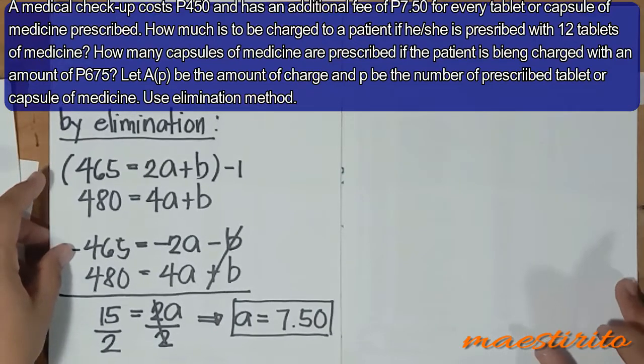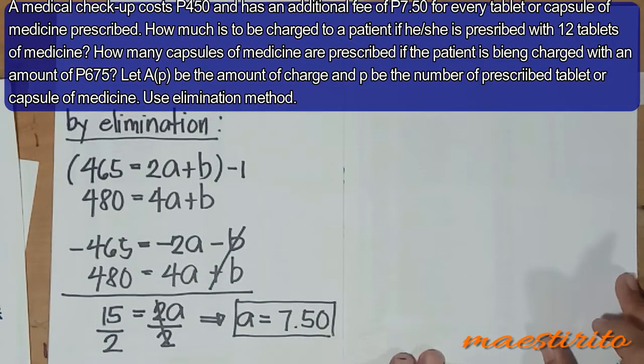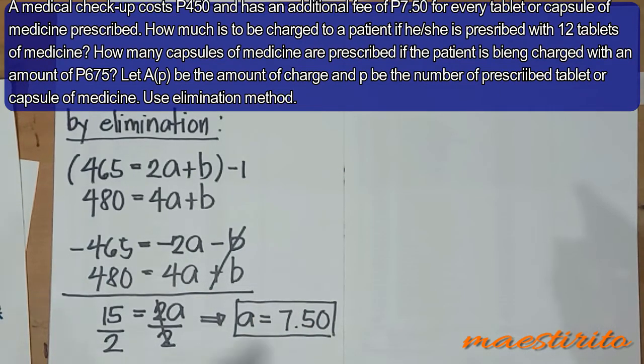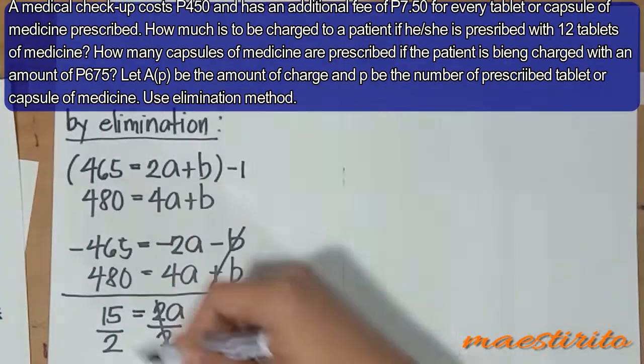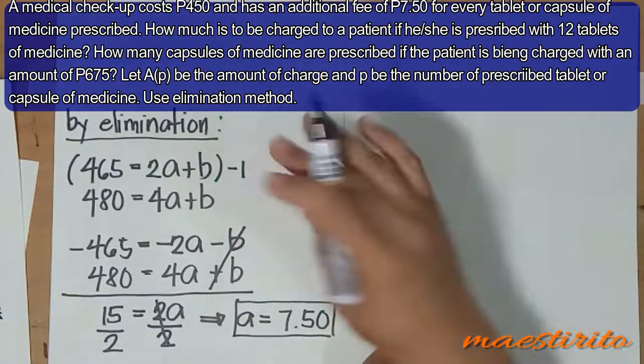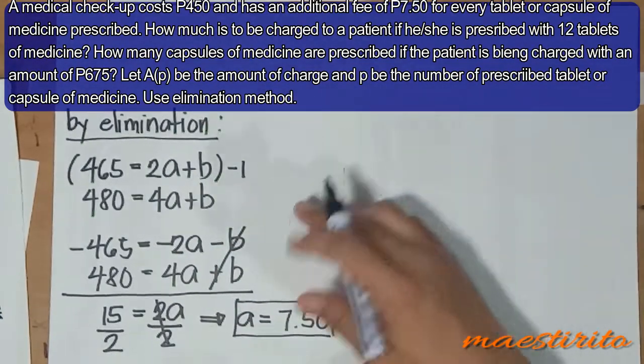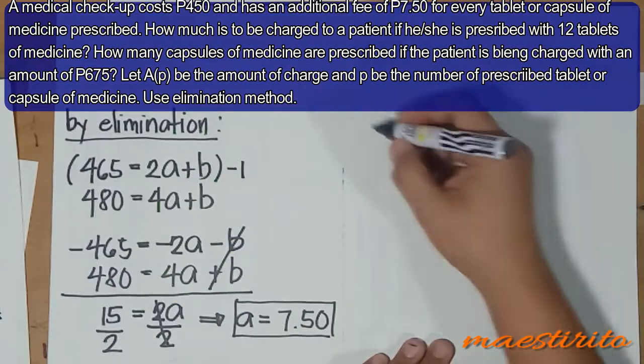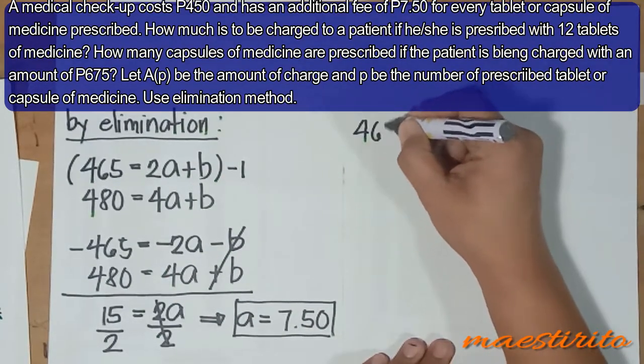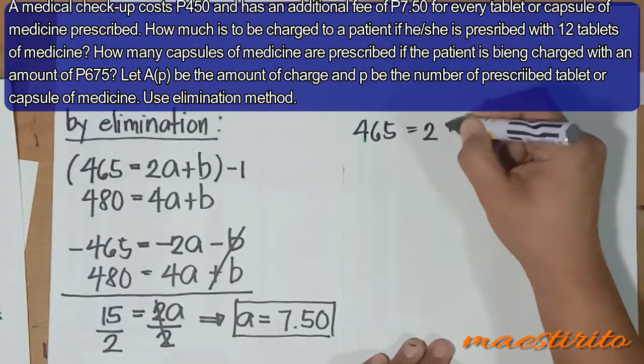I may opt to do the elimination method again or substitution as a second solution to solve for B, and you also can have those options. In this case, I'll do substitution since I already have the elimination part. For the substitution part, I will just be using one of the equations. So I'll be using the first one, which is 465 equals 2A plus B.